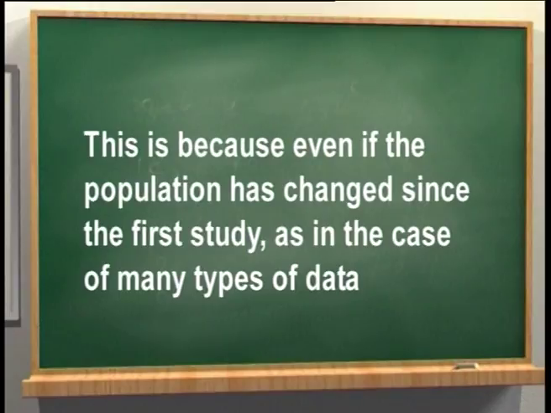Future studies can benefit greatly from previous studies that analyzed the same population and simultaneously found that population's variance. This is because even if the population has changed since the first study, as in the case of many types of data, that is, organisms that die and are born, the variance of a population rarely changes to a large degree. This means that the original variance is an accurate estimate of the current variance. This estimate is likely to be a better estimate than the standard deviation that corresponds to a new sample. Thus, the finding of variance allows future researchers to conserve their resources.